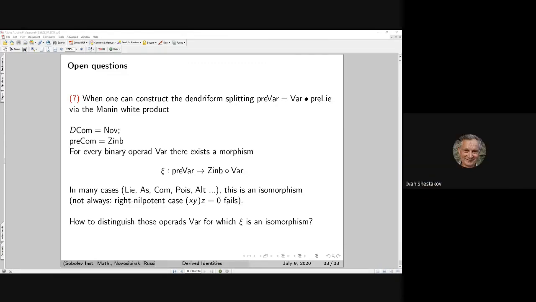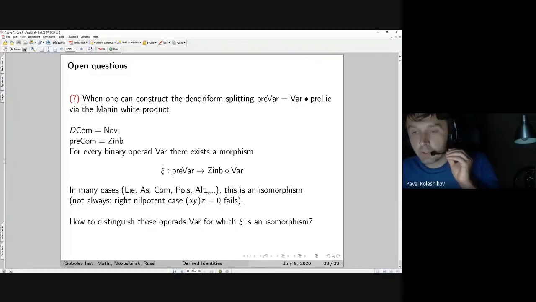In the last statements, theorems, you didn't mention Jordan algebras. Can you say about this class of algebras, what related? I haven't checked actually for Jordan algebras. Okay.